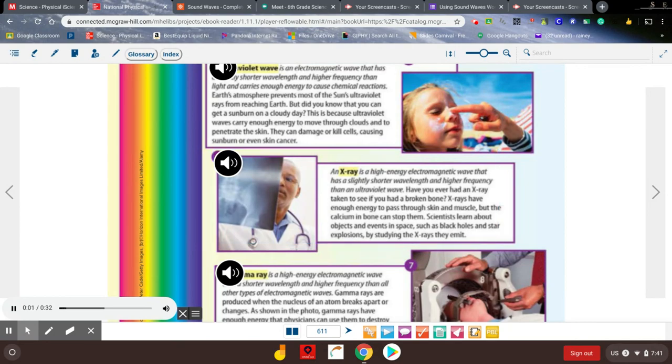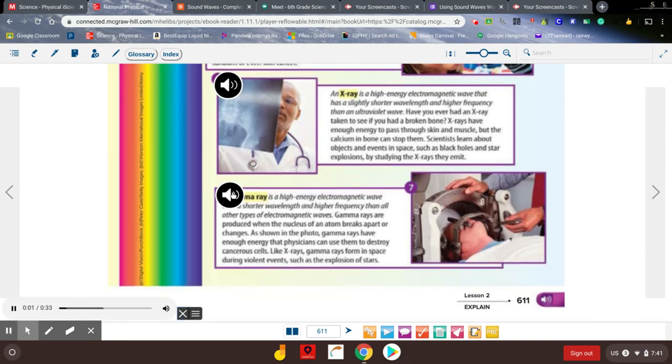Number 6. An X-ray is a high-energy electromagnetic wave that has a slightly shorter wavelength and higher frequency than an ultraviolet wave. Have you ever had an X-ray taken to see if you had a broken bone? X-rays have enough energy to pass through skin and muscle, but the calcium in bone can stop them. Scientists learn about objects and events in space, such as black holes and star explosions, by studying the X-rays they emit.